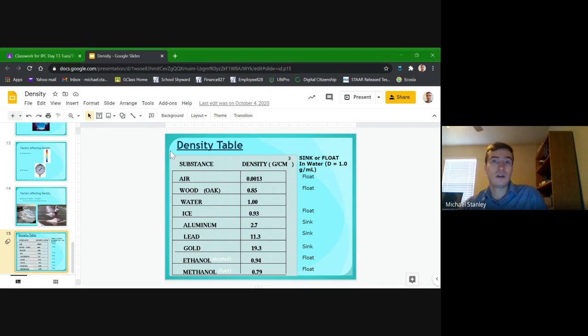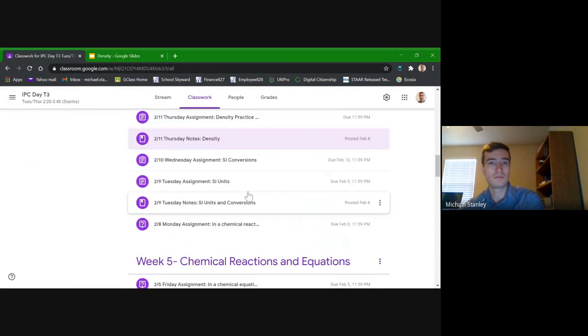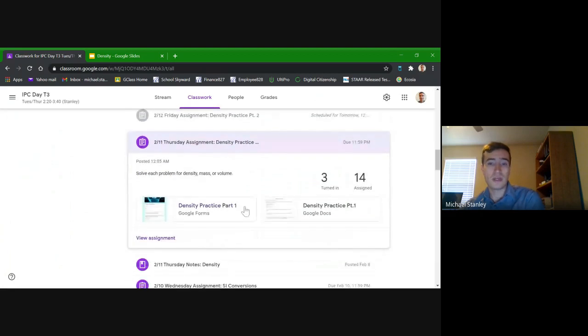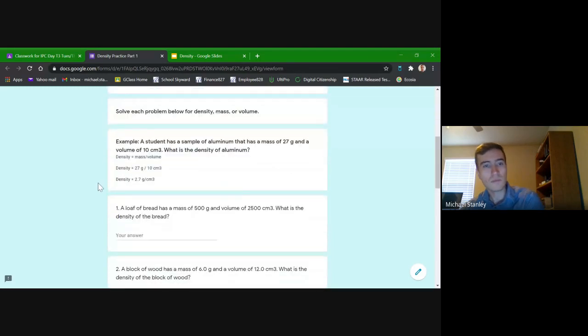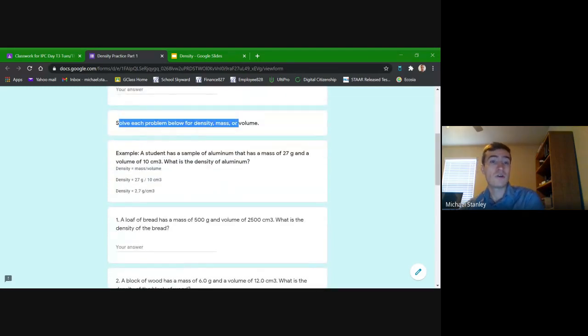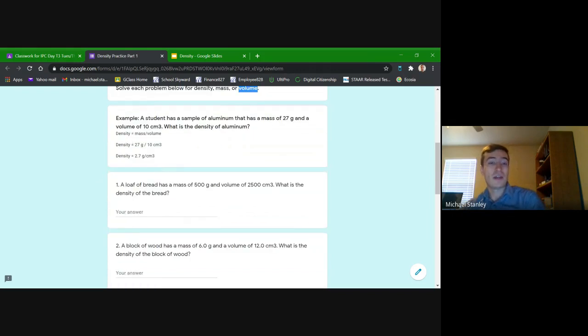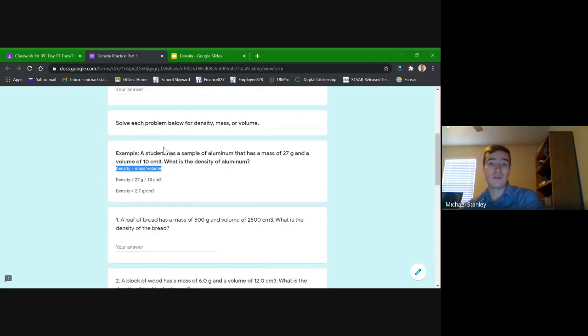So your homework for today and tomorrow is all about calculating different densities, masses, and volumes. So the one that went up today, you're going to solve each problem for density, mass, or volume. There's a little example over here to remind you that density equals mass divided by volume. Each of these questions is going to be laid out something like this.